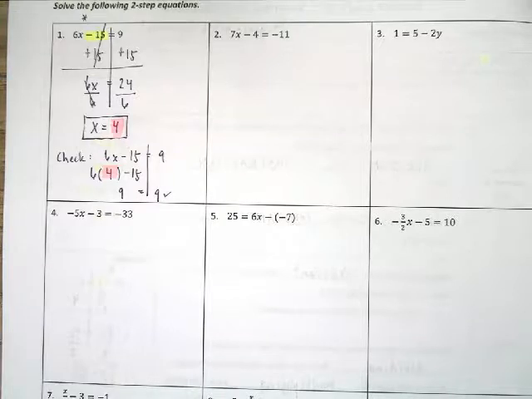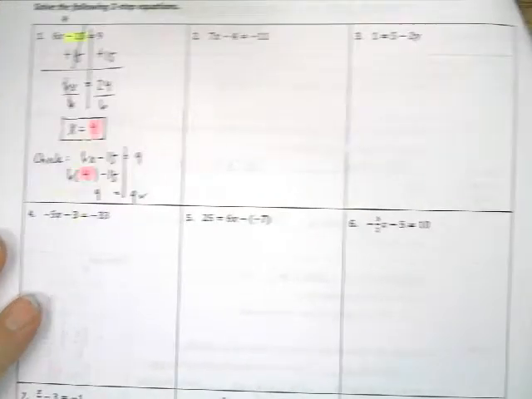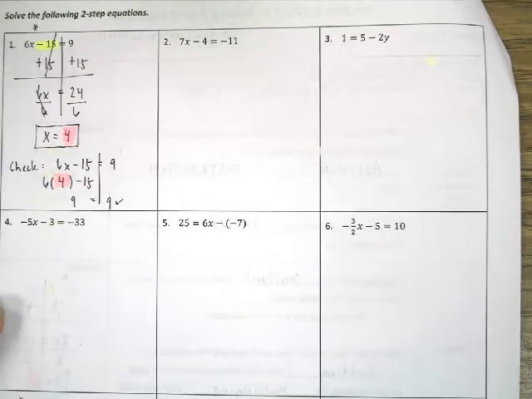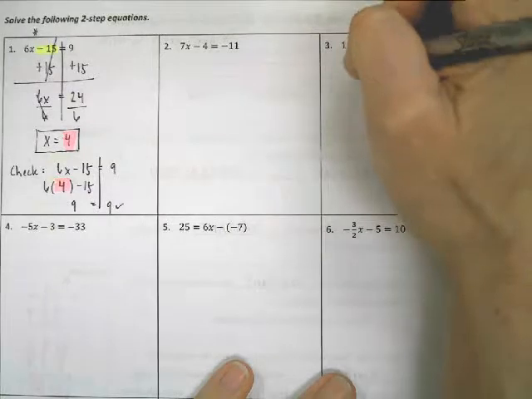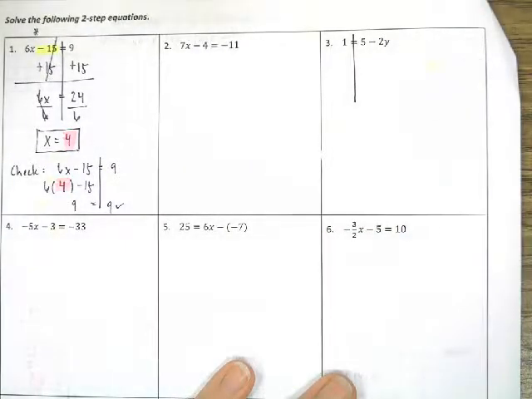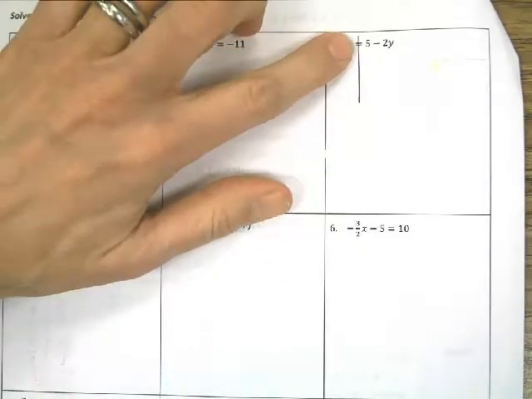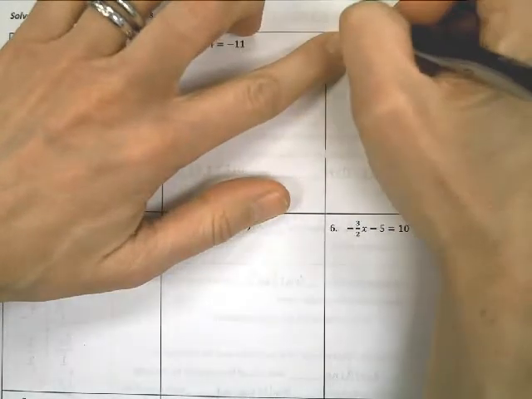All right, we're going to skip number 2 for right now. You can go back and try that later. We're going to look at number 3. This one looks a little bit different. I always start the same way. First thing, I draw a line through the equal sign, and I find the side of the equation that has my variable, which is over here.